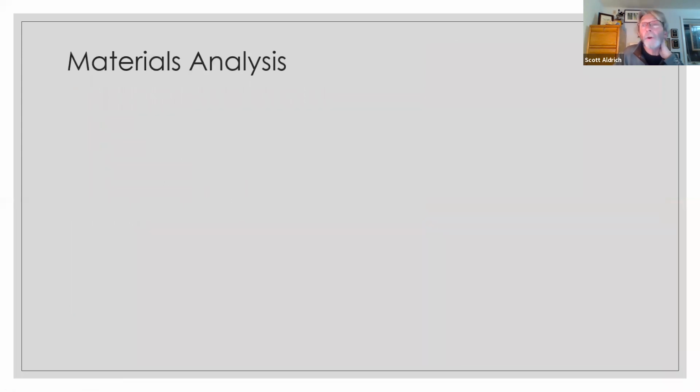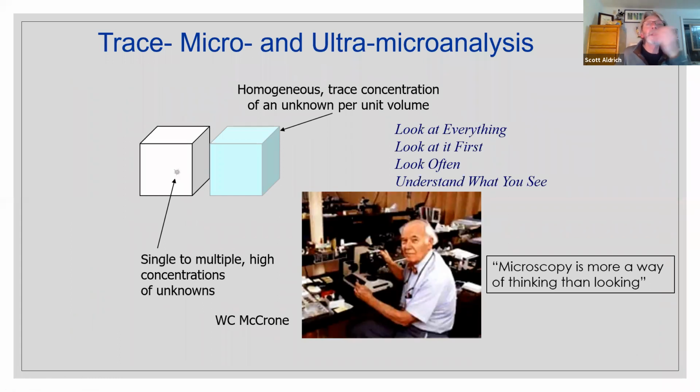I have one here at home. So how do we analyze materials? Well, we look at everything. We look at it first, we look often, and we understand what we see. I was trained in part by Walter McCrone. He was the microscopist that was sort of the outlier in the Shroud of Turin. I don't know if you've come across that before, but that's his claim to fame, or what he's infamous for.